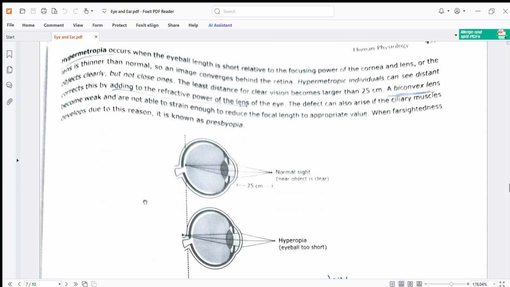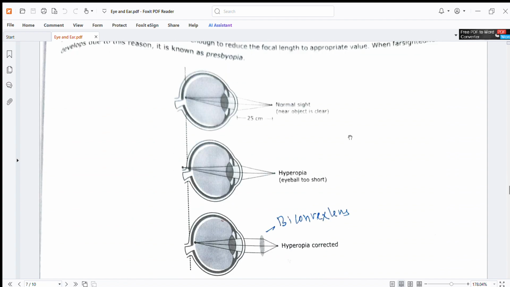Hypermetropia occurs when the eyeball length is short relative to the focusing power of the cornea and lens, or the lens is thinner than normal, so an image converges behind the retina. Hypermetropic individuals can see distant objects clearly but not close ones. The least distance for clear vision becomes larger than 25 centimeters.